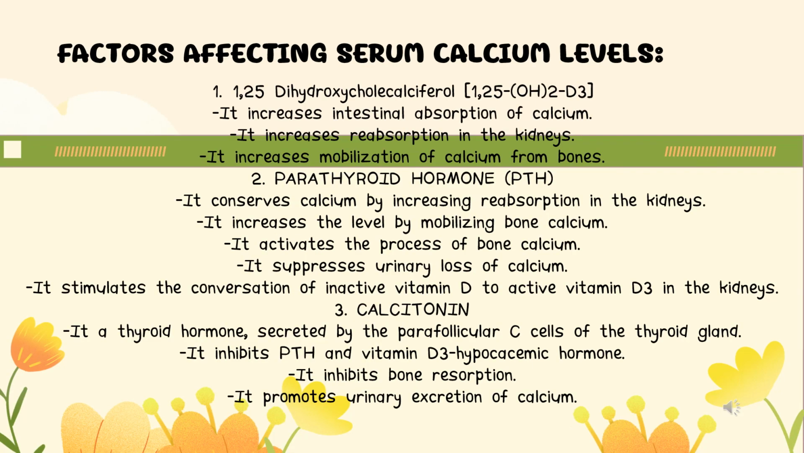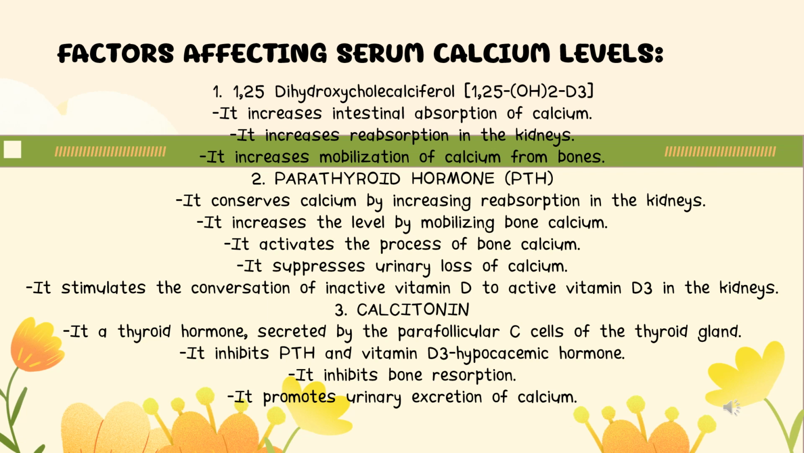Factors affecting serum calcium levels: 1. 1,25-dihydroxycholecalciferol, 1,25 (OH)2 D3. It increases intestinal absorption of calcium. It increases reabsorption in the kidneys. It increases mobilization of calcium from bones.